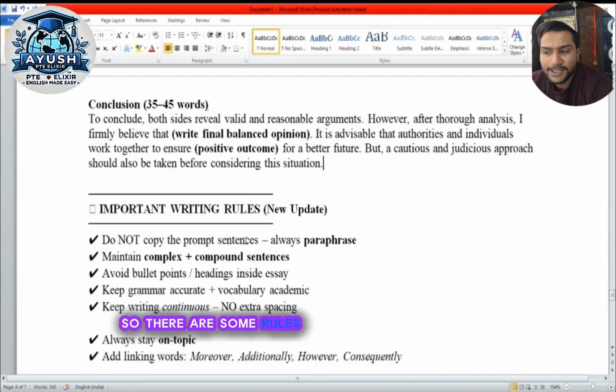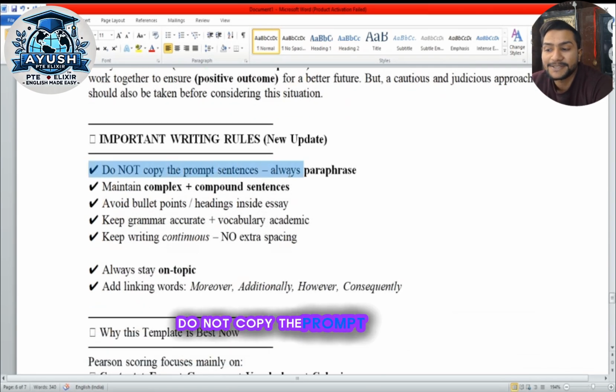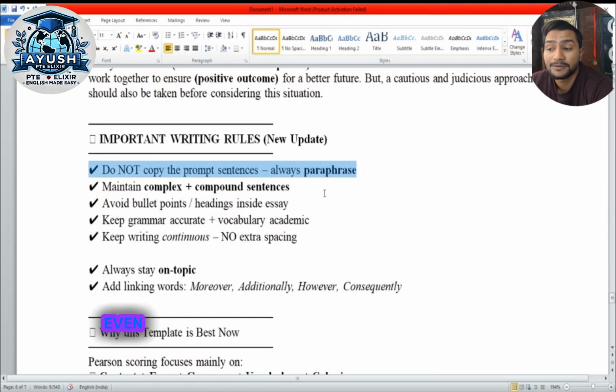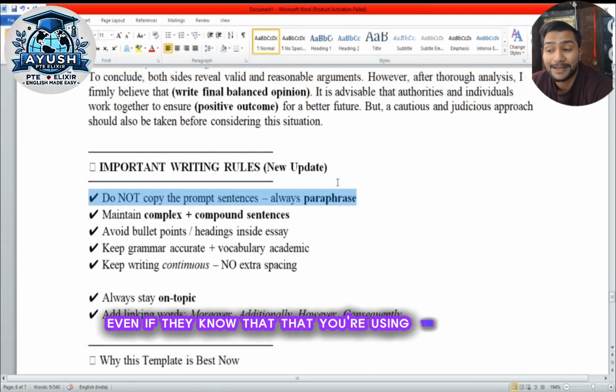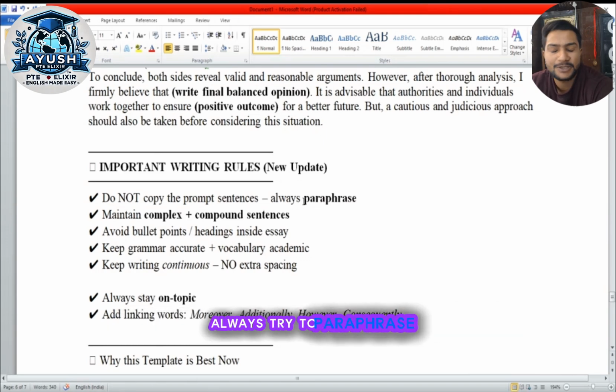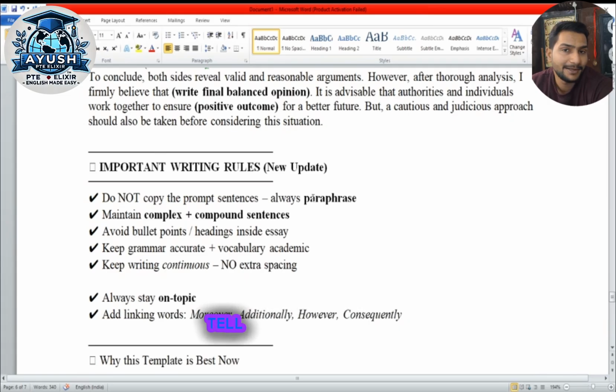So there are some rules that you have to follow with the new update. First of all, do not copy the prompt sentences, always paraphrase. That is the biggest thing, because they easily get to know that you're using the template, and if you don't paraphrase, obviously they are not going to give you the score. Always try to paraphrase. There are some techniques that we are going to tell in another video, on how to paraphrase a sentence.